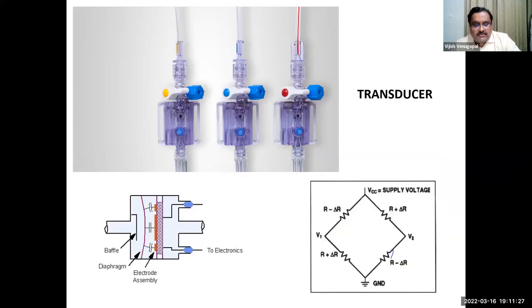So what is this pressure transducer? A pressure transducer is actually a piezoresistive semiconductor which consists of a diaphragm connected to four piezoresistors. When the diaphragm is pushed, two of the piezoresistors are subjected to radial stress and two of them are subjected to tangential stress, and this is in turn connected to a Wheatstone bridge, which will give you a voltage reading that is converted into blood pressure values.